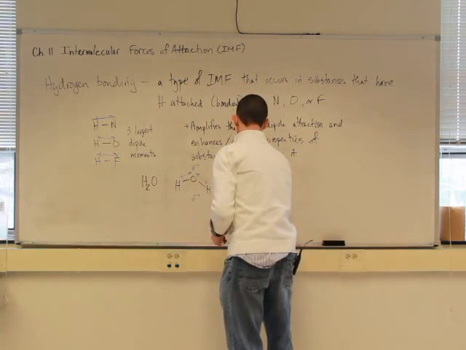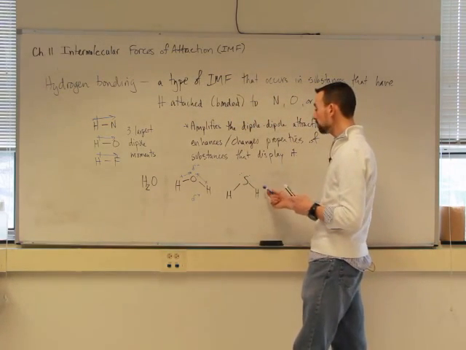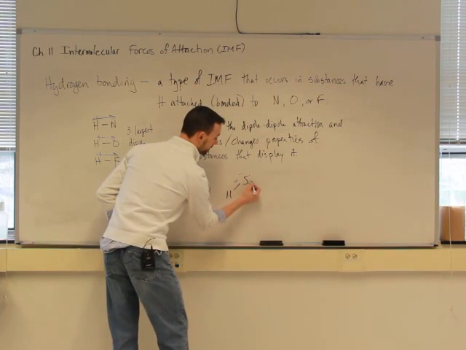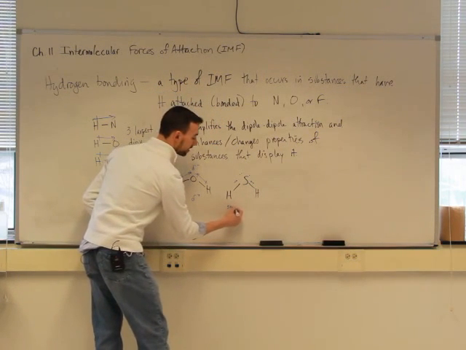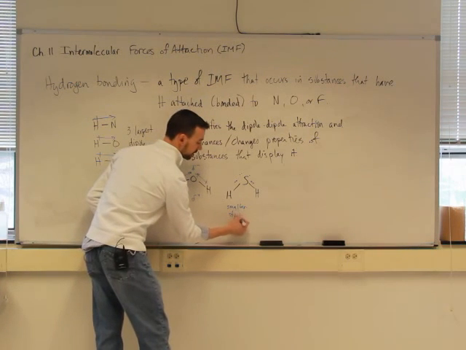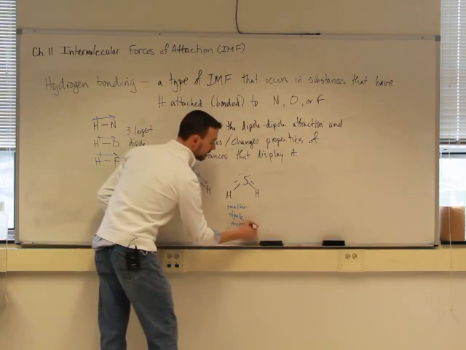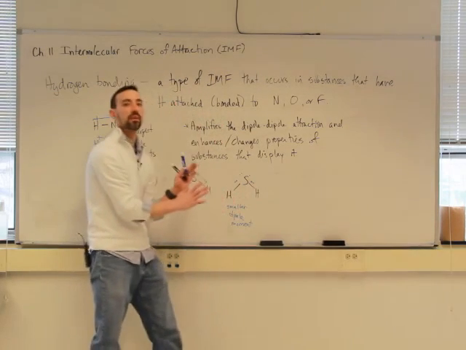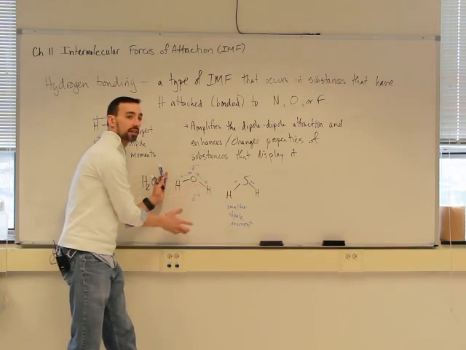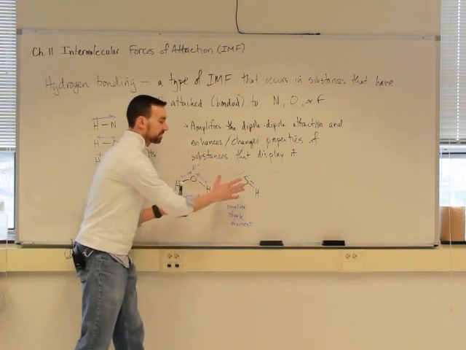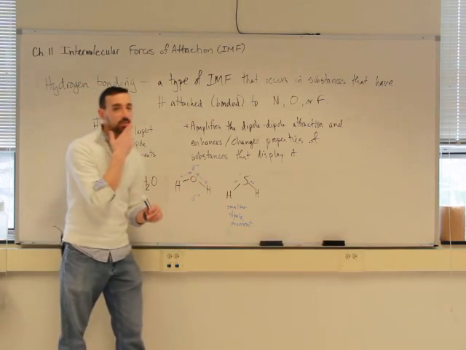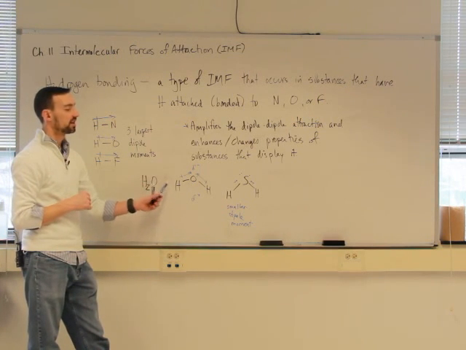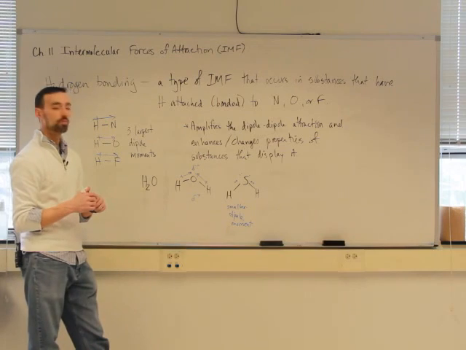Now, compare this to H2S. H2S still has the same shape as water, but what's different is the dipole moments are much smaller in that case. So there's going to be a weaker attraction between one H2S and another H2S compared to the attraction between one water and another water. Weaker dipole moments means weaker attraction. And it's just a special case when hydrogen's attached to oxygen, nitrogen, or fluorine that we get this amplified attraction. And thus, these molecules want to hold to each other more tightly.